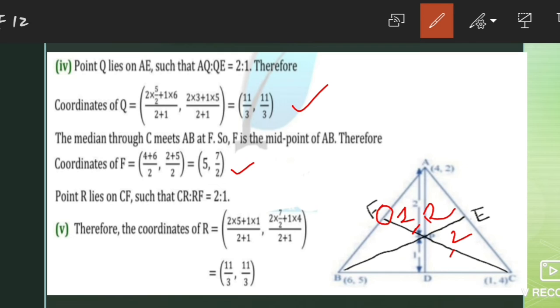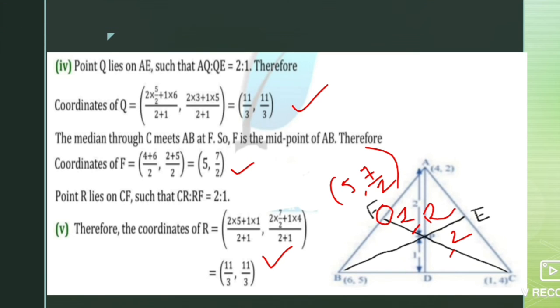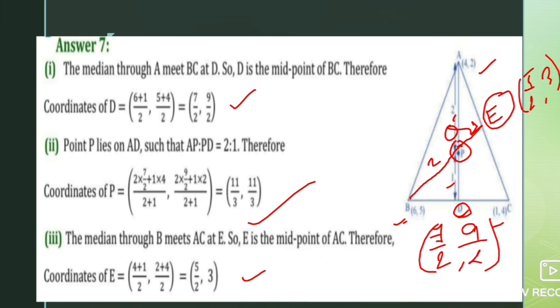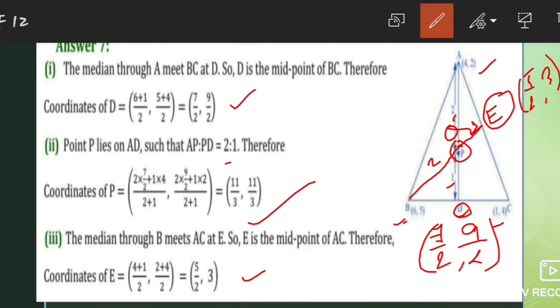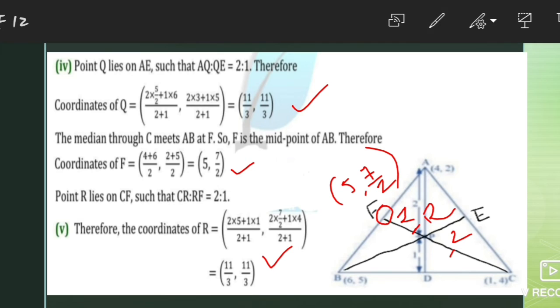In a similar manner, since this coordinate is (5, 7/2) and R divides this CF line in a 2:1 ratio, by the section formula the coordinate of R will be (11/3, 11/3). Now if you look at the coordinates of P, Q, R, the coordinate of P was (11/3, 11/3). The coordinate of Q is also (11/3, 11/3).